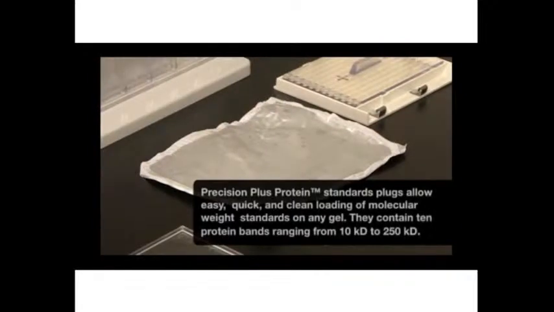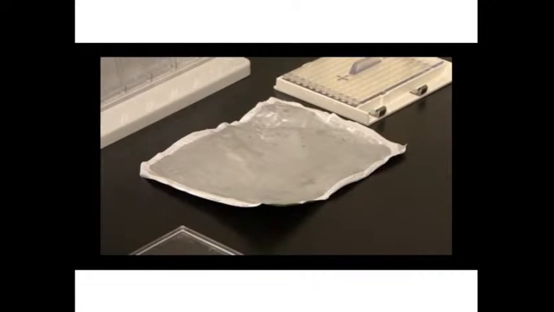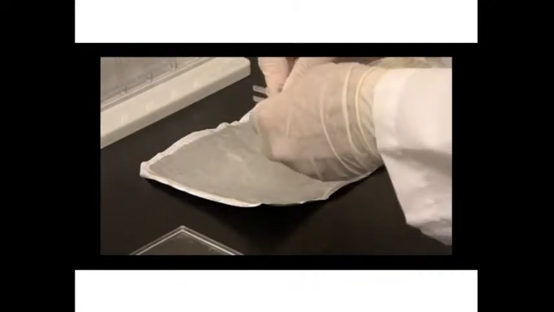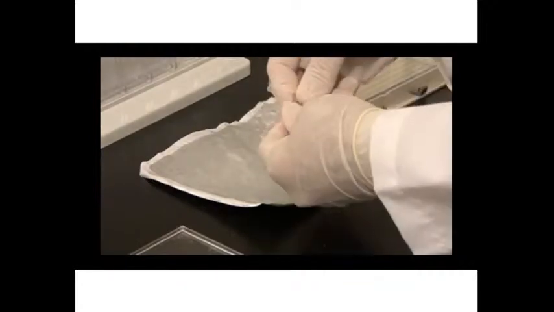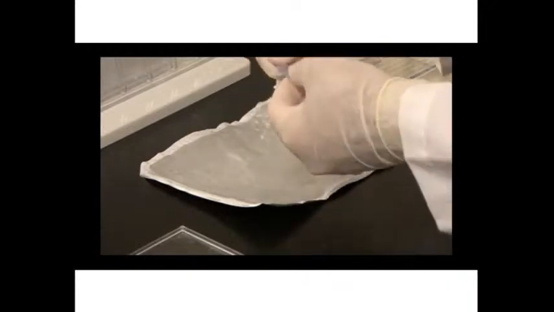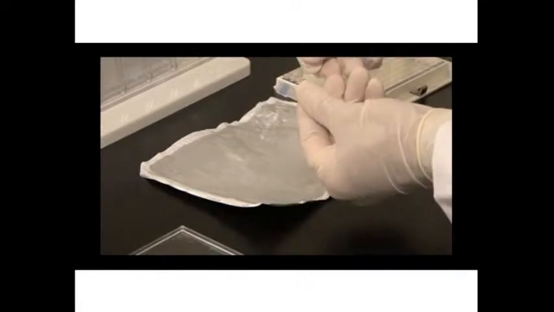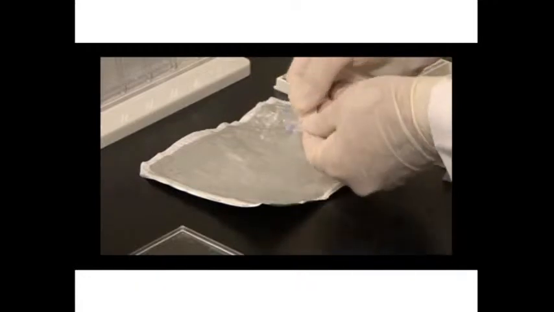Now I will insert a Precision Plus standard plug, which is a broad range standard that has been embedded in agarose, into the reference well on the right side of the gel. Break off one plug, hold onto the handle and break off the spatula, and using the spatula, push out the agarose plug.